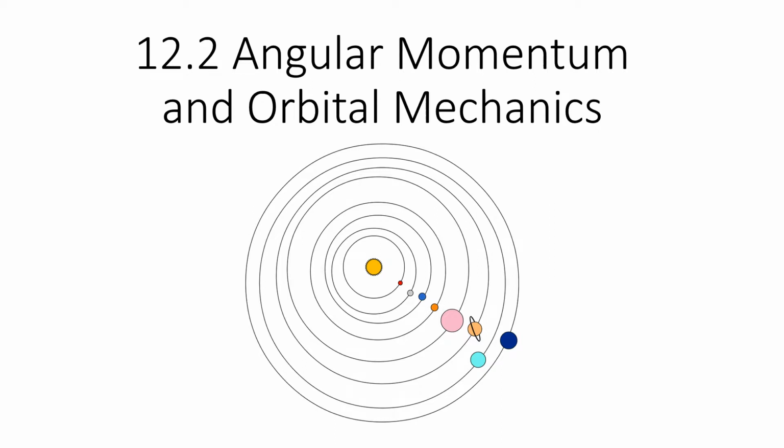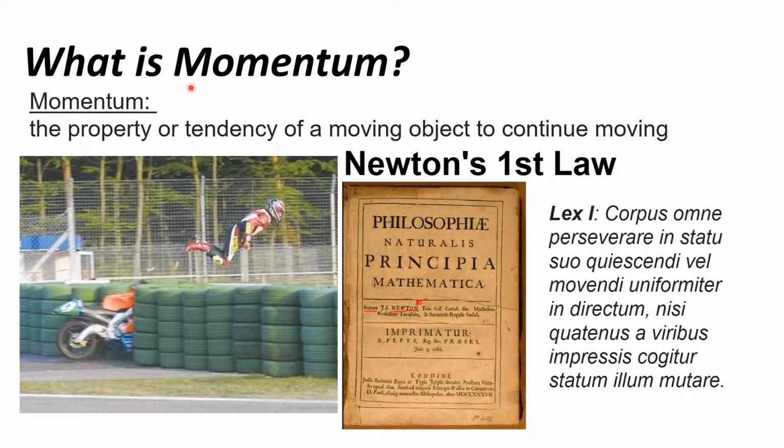Angular momentum and orbital mechanics. Linear momentum, angular momentum. What is momentum anyways? Let's just read the definition out of the dictionary. So momentum is the property or tendency of a moving object to just keep moving. So here's this guy on a bike and he just keeps moving.